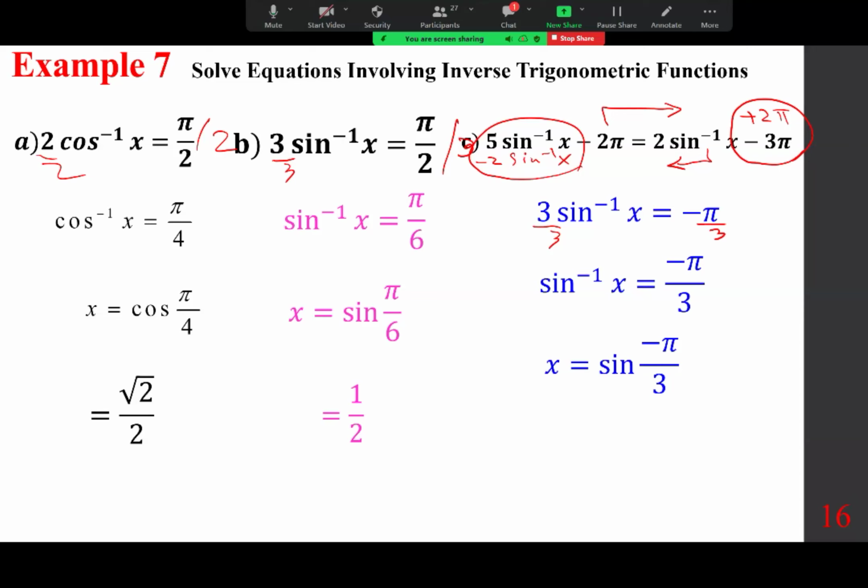By the way, you could write this as minus sine of pi over 3 because it's an odd function. Either way is fine. The answer is square root of 3 over 2 for sine of pi over 3. Negative in front of it makes it minus square root of 3 over 2. Or you should know that this is negative square root of 3 over 2 because it's a common arc.